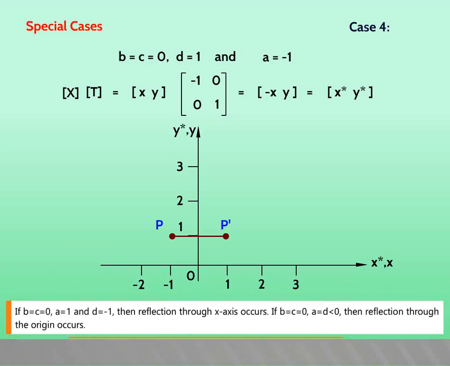If b is equal to c is equal to 0, a is equal to 1 and d is equal to -1, then reflection through x-axis occurs. If b is equal to c is equal to 0, a is equal to d lesser than 0, then reflection through the origin occurs.